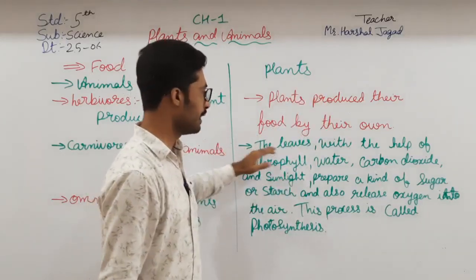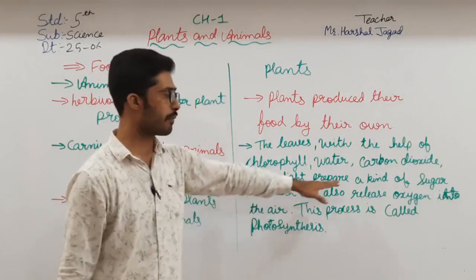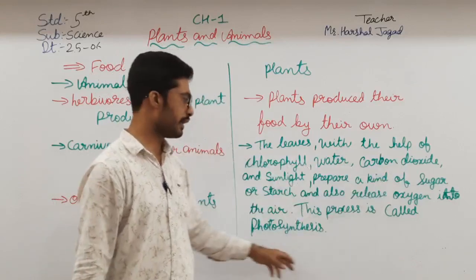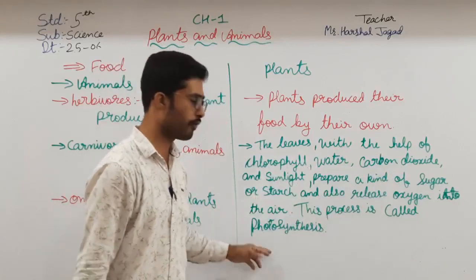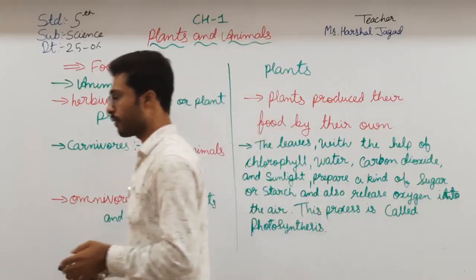Okay, how? The leaves, with the help of chlorophyll, water, carbon dioxide and sunlight, prepare a kind of sugar or starch and also release oxygen into the air. This process is called the photosynthesis process. Okay students, now moving forward.